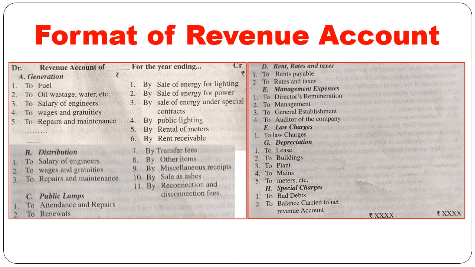Then there is the reconnection and disconnection fee. Whenever reconnection or disconnection takes place, the companies will charge a certain amount. So these are the contents of the revenue account, which is similar to a profit and loss account. The balance, if it is a profit, is carried to the net revenue account, just as we transfer profit to the profit and loss appropriation account. In the same way it will be transferred to the net revenue account.